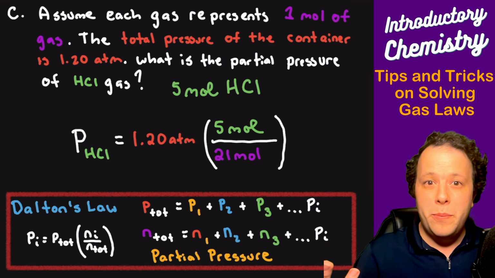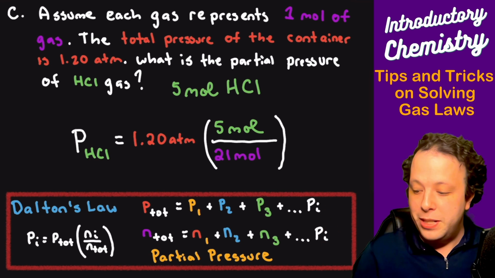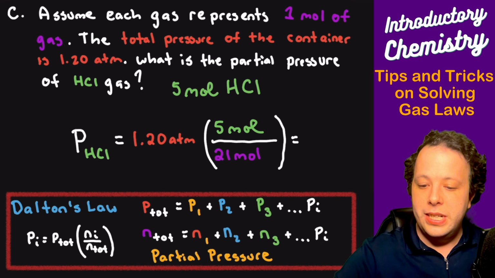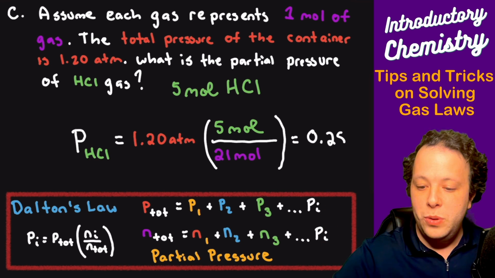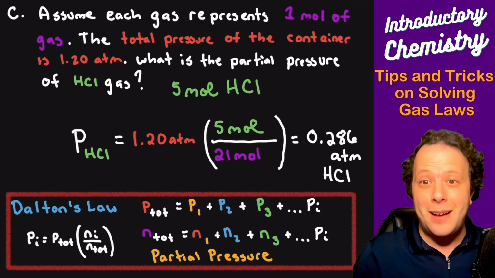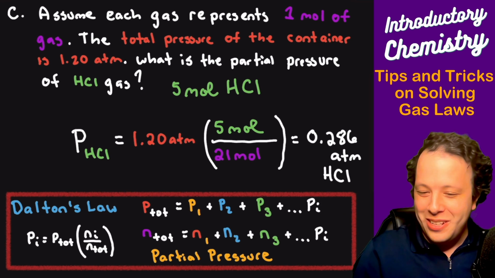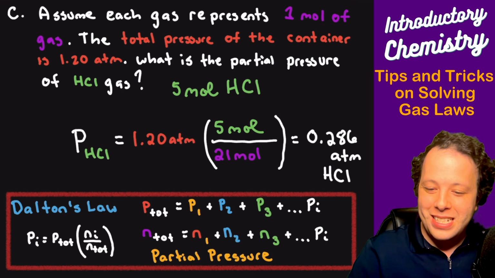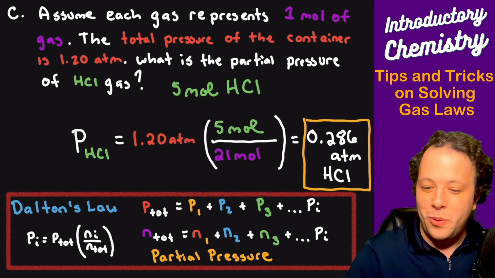So when we do 1.2 times 5 divided by 21, what we are going to get is 0.286 atmospheres of HCl. And atm is atmospheres, not at the moment. It is atmospheres, just so everybody knows. All right, so that is our value here for this problem.